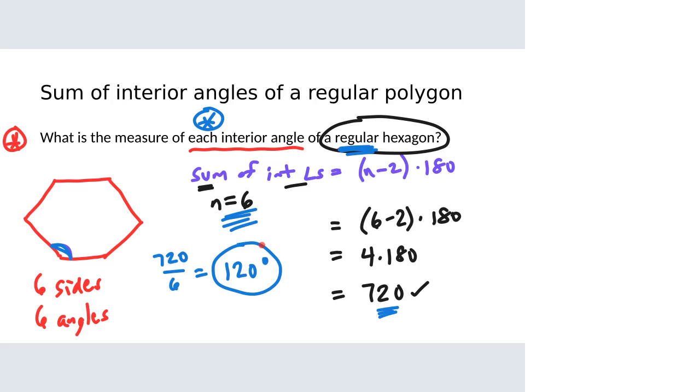Understanding all the words that are involved in this problem is what makes it possible for us to do it. Knowing that it's regular means they're all the same. Knowing that I can find what I get if I add them all together by using this formula gets me here. And then, okay, it's a hexagon, so there's 6 of them. If they all have to be the same, I'll just divide to find out the measure of each one. Let me know if you have any questions on that before I have you try one.